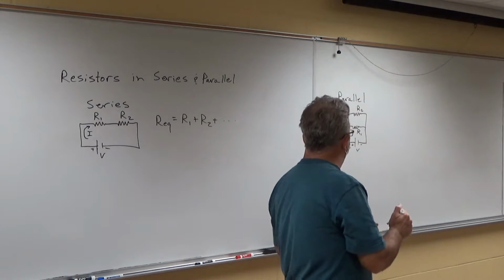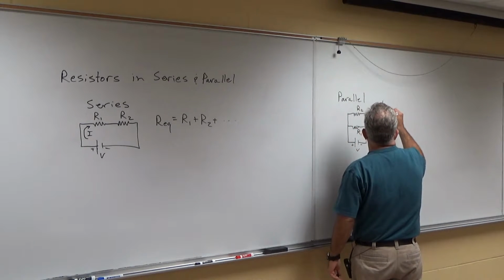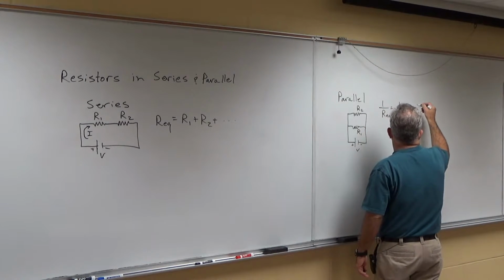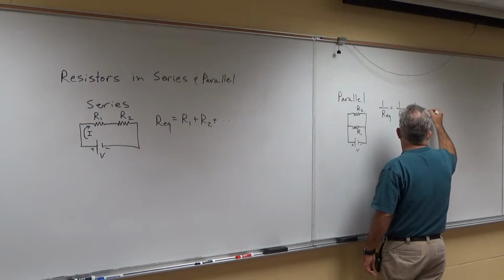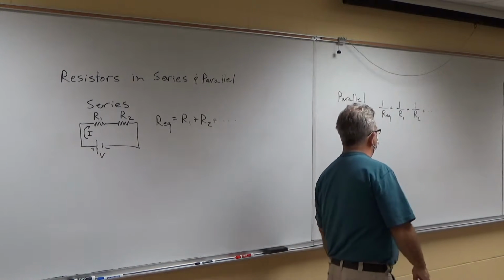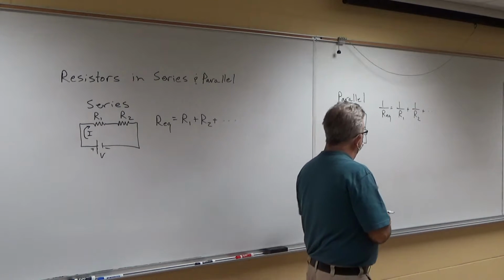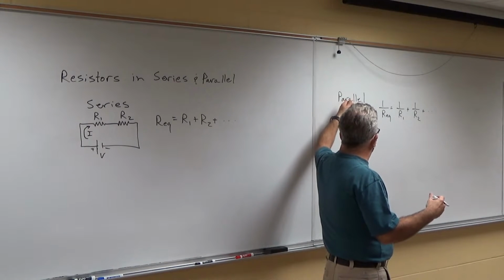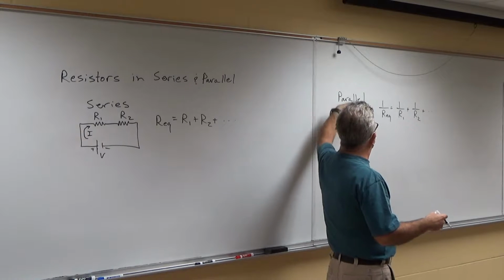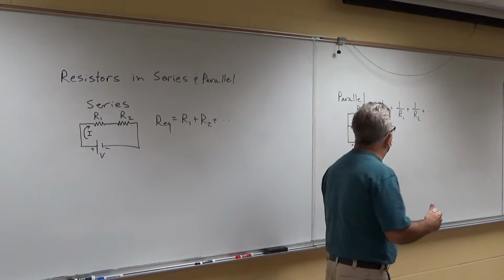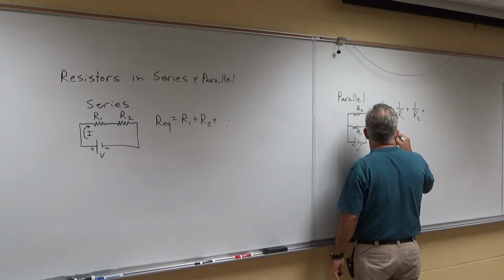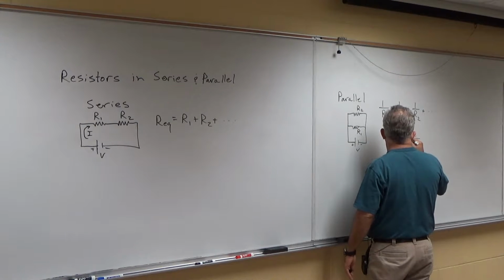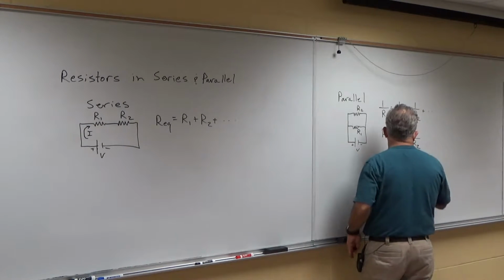The equivalent resistance is calculated like this. 1 over R equivalent is equal to 1 over R1 plus 1 over R2 plus ... If you have two, I usually always do parallel two at a time. I'll do two, and then if there's another one in parallel, I'll take that equivalent resistance and put it in parallel with the third one and keep going. So for two in parallel, it's simply R1 R2 over R1 plus R2.